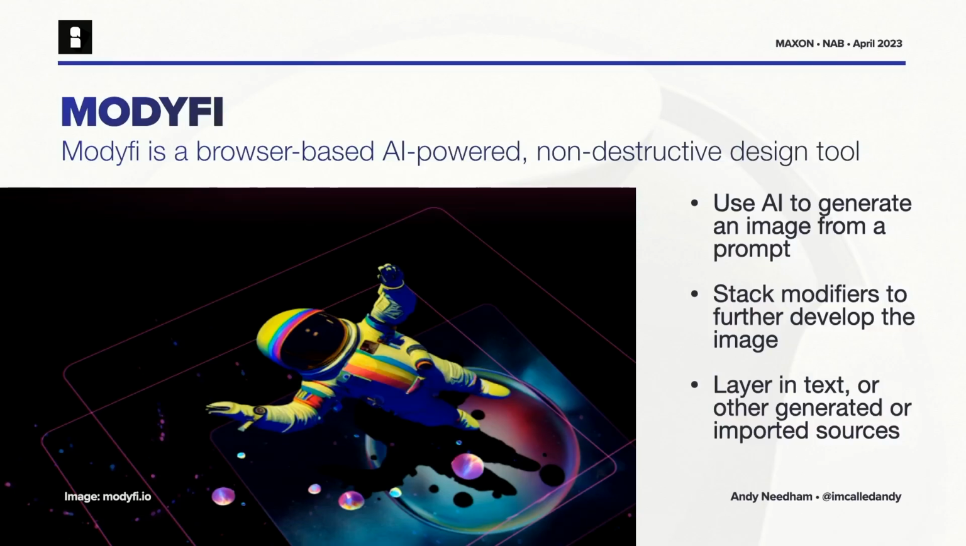Modify is a browser-based, AI-powered, non-destructive design tool. There's a lot of AI tools around now. The basic premise for this is to use a text-based prompt to generate an image using AI, and then from that you would develop it further with the regular kind of image editing tools, like transformations, and modifying it with additional modifiers stacked on top. So they needed a promo, and let me show you that, and then I'll talk a bit more about the project.